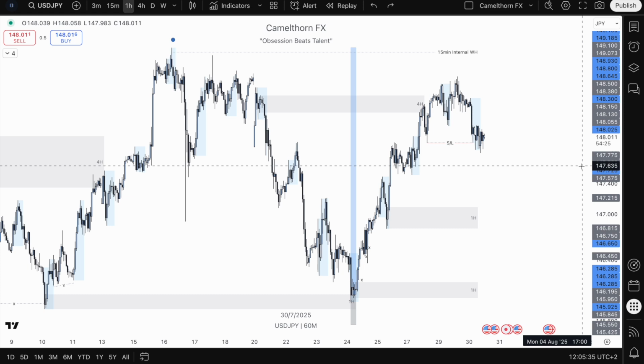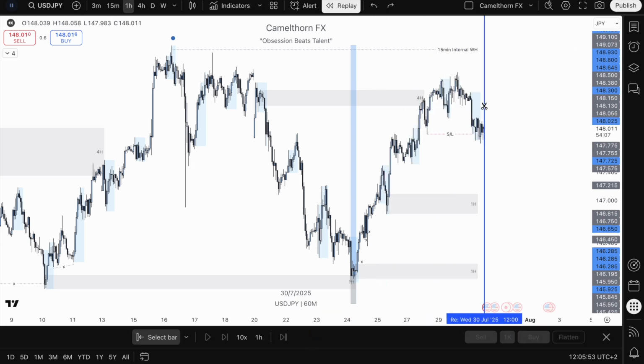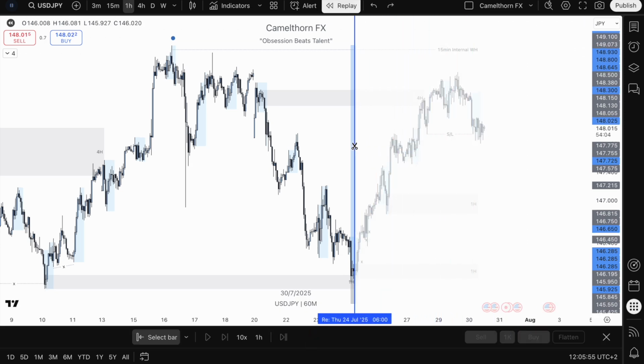In this video, I'm going to be breaking down how I managed to spot this opportunity, how I got involved in the trade, and how I managed the trade after getting triggered in. Now, in order to do this, I'm going to bring on the bar replay tool here on TradingView, and I'm going to pull price action back to Wednesday, the 23rd of July, 2025, an hour or so after the open of the New York session.